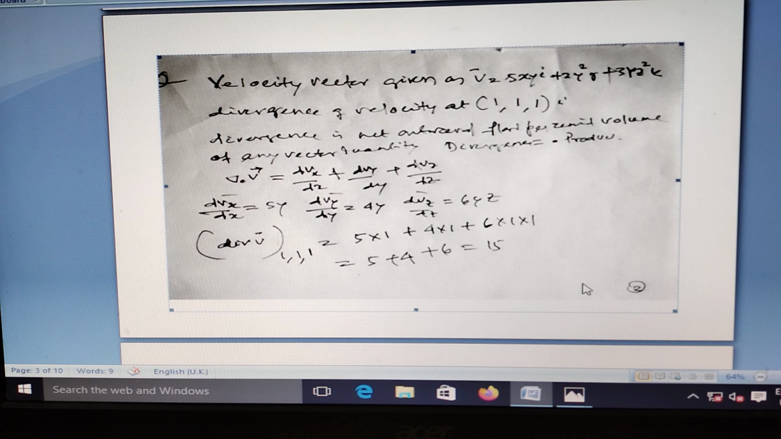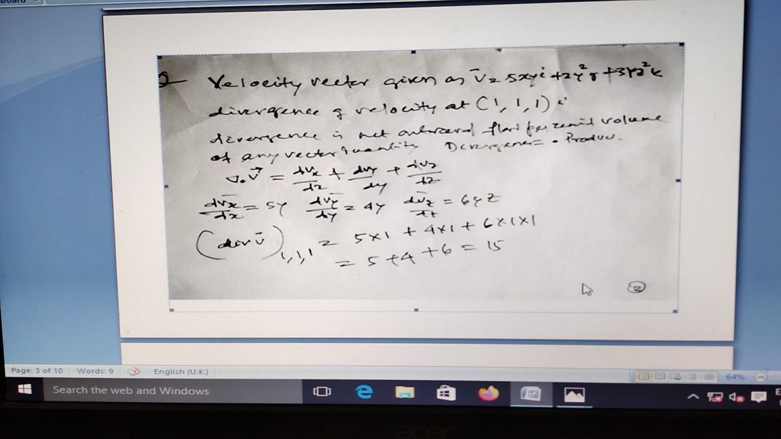Gradient is a vector quantity. The maximum space rate of change of any scalar quantity is known as gradient. Divergence is a scalar field. The net outward flow per unit volume of any vector quantity is known as the divergence of that vector quantity. It is known as a dot product. Curl of a vector quantity is the net circulation per unit area of that vector quantity. It is also known as a cross product.